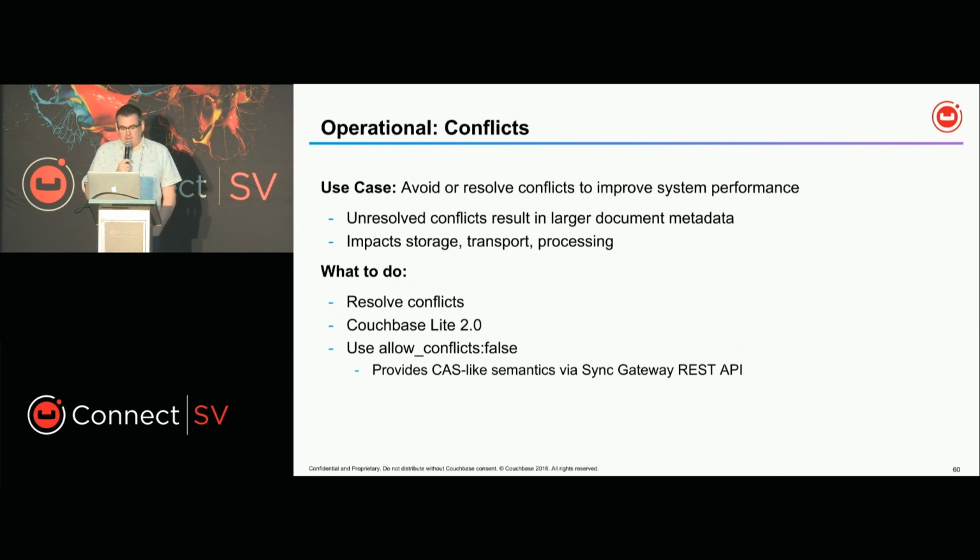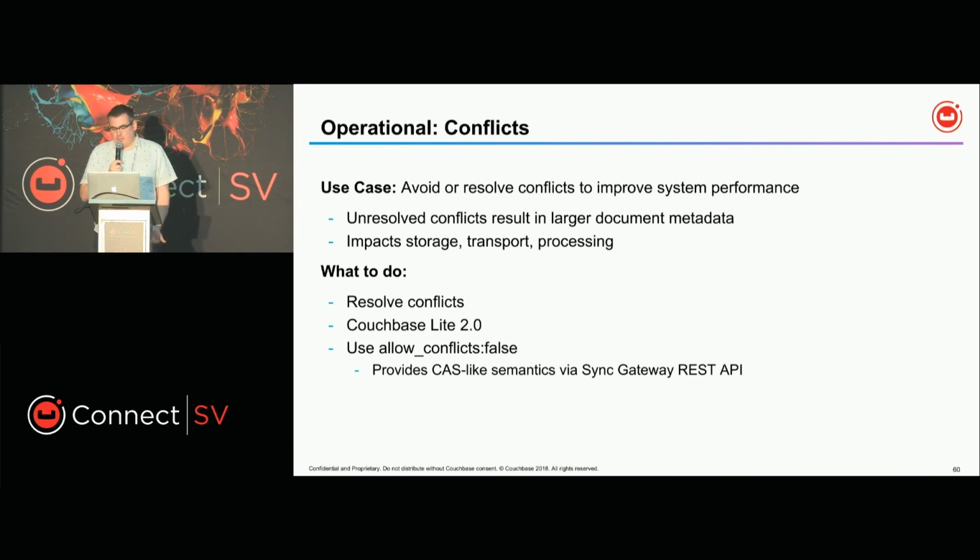That larger document metadata hits you in three ways. It impacts your storage, and it impacts your transport between Sync Gateway and Couchbase Server, because whenever Sync Gateway is retrieving documents, it's pulling down that metadata. And then there's the additional CPU work by Sync Gateway to process that metadata.